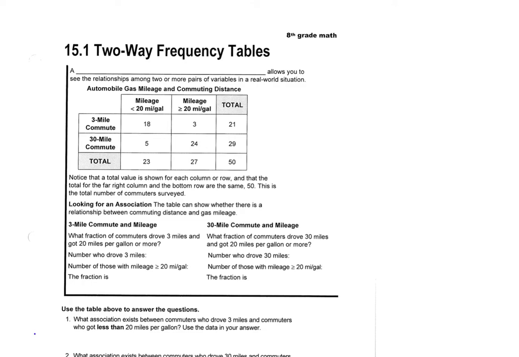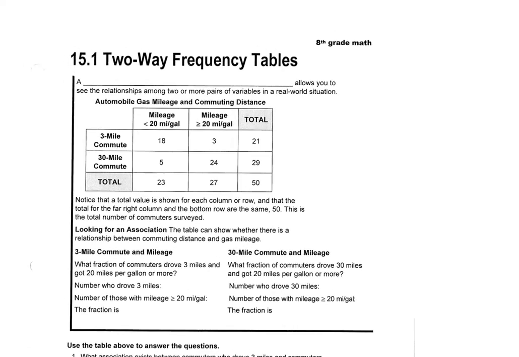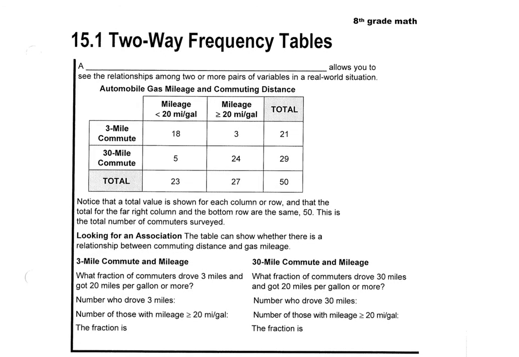Okay, 15.1 is two-way frequency tables. A two-way frequency table allows you to see the relationship among two or more pairs of variables in real-world situations. So this is a two-way frequency table.